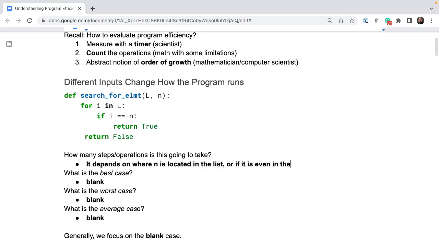even in the list. This is one of those that we didn't look at an example of last time, where the algorithm can actually end early. So let's think about this. What is the best case? What is the fastest this program will ever run? Anyone figure out what would have been the best case?